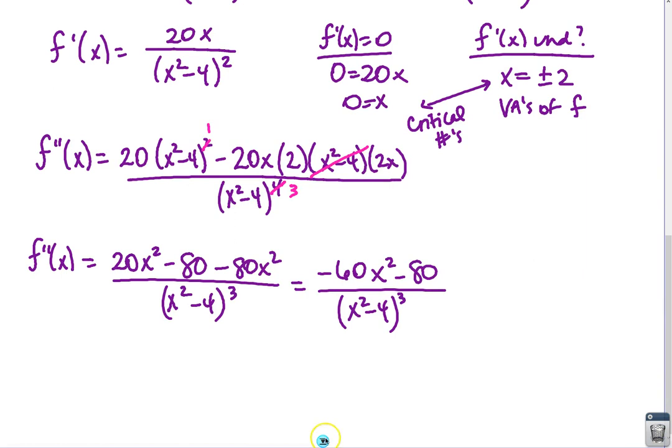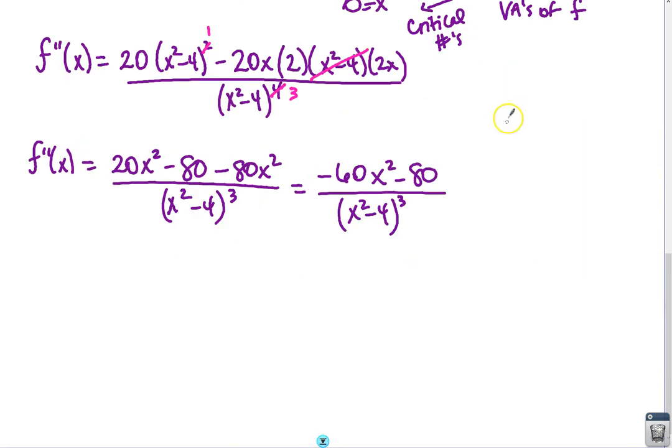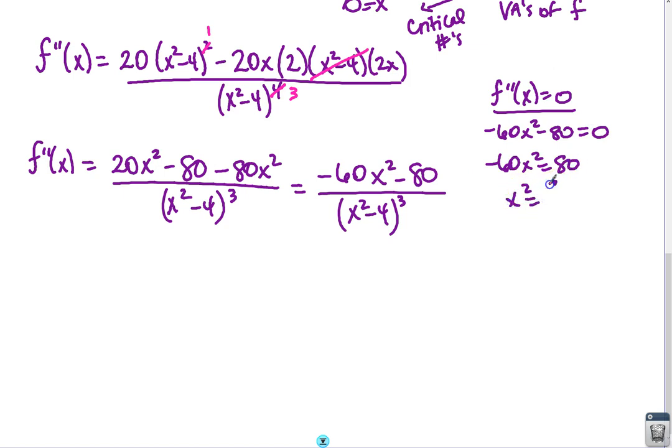That's okay. So, I'm going to say second derivative of x is equal to 0 at negative 60x squared minus 80. Set that equal to 0. Negative 60x squared equals 80. x squared equals 80 over negative 60. I get x squared is equal to negative 4/3. That's going to have no solution. That's going to be an imaginary root there, and so basically no real solution. So there's not a place where my second derivative is equal to 0.